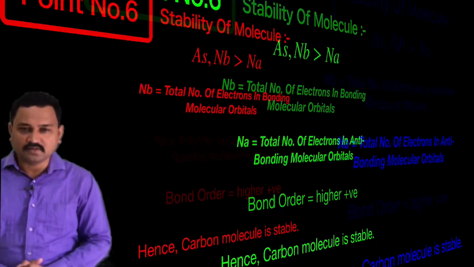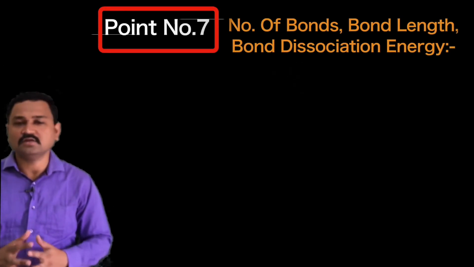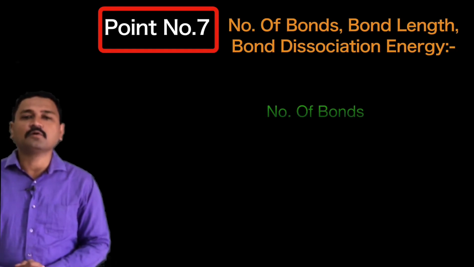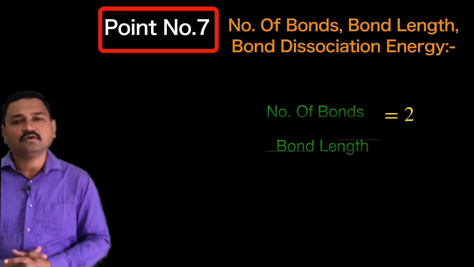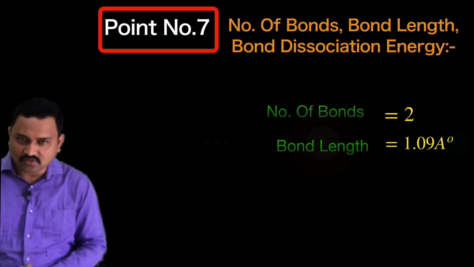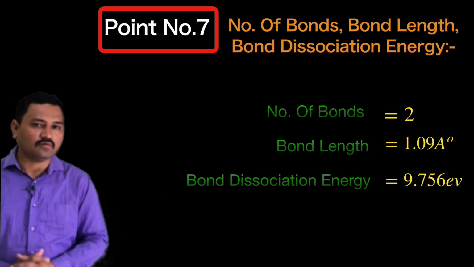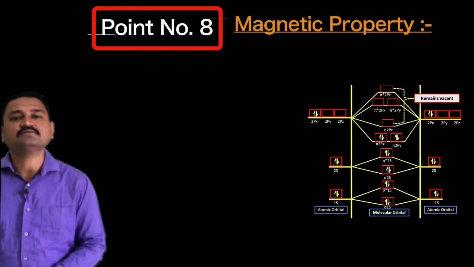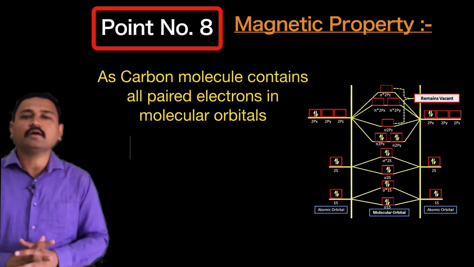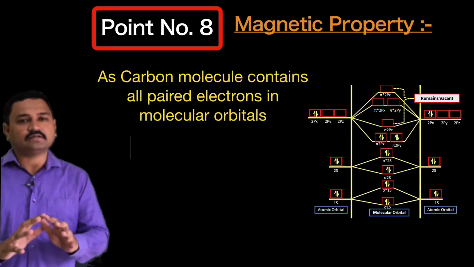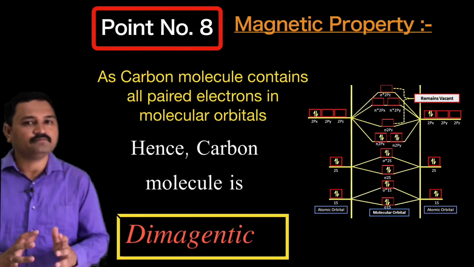Now next, point number 7, that is the number of bonds, the bond length and the bond dissociation energy. So here you can observe that the number of bonds between the two carbon atoms is 2, the bond length is 1.09 angstrom, and the bond dissociation energy is 9.756 electron volt. Now the point number 8, that is the magnetic property. So here you can observe that all electrons in the molecular orbitals are paired electrons, and hence the carbon molecule is diamagnetic in nature.